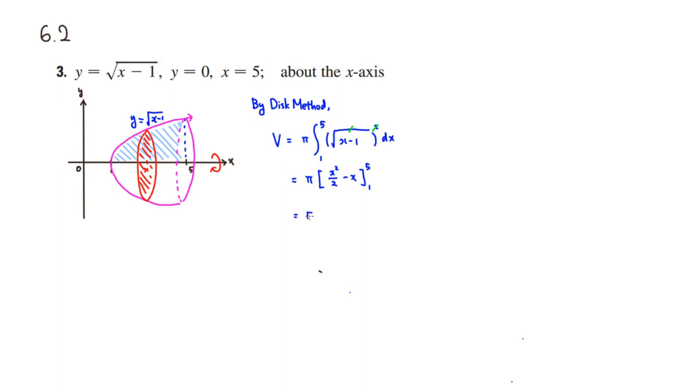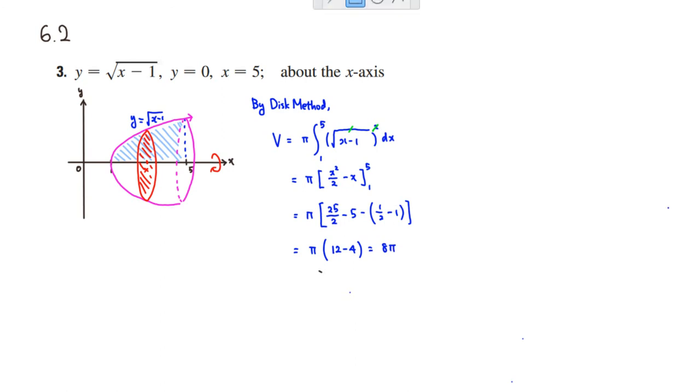So this is going to be pi. Plug in 5 here: 5 squared would be 25 over 2 minus 5, minus, plug in 1, so it's going to be 1/2 minus 1. So this is pi times 25 over 2 minus 1/2, so it's 24 over 2, that's 12, minus 5 plus 1, so it's going to be minus 4. So this is going to be 8 pi.